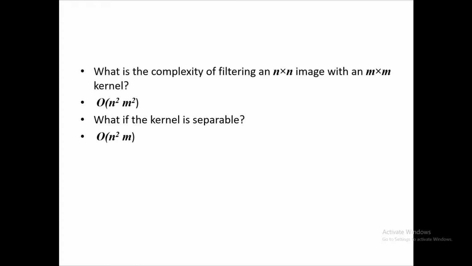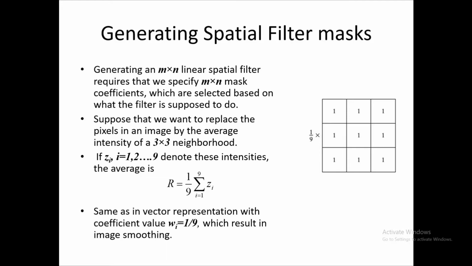The complexity of filtering an n by n image with an m by m kernel will be of the order of n squared m squared. However, if the kernel is separable, it will be reduced to the order of n squared m. So the separable kernel is basically used for the reduction of complexity, and the complexity is highly reduced while using separable kernels.